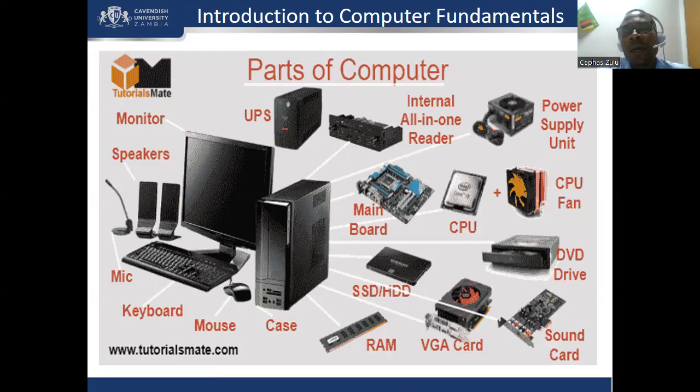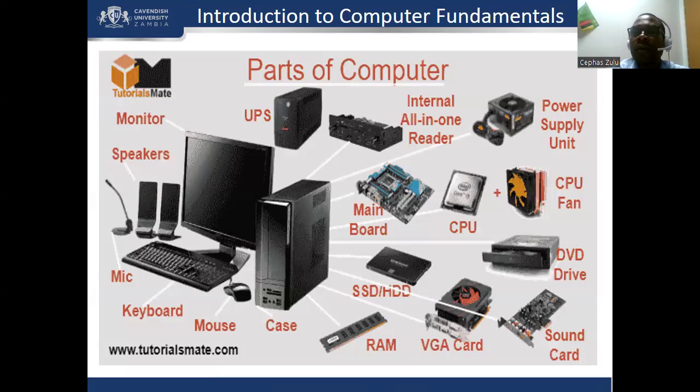What I want us to look at in this slide is to be able to understand what makes up the case. The case, as you can see in the picture, is sometimes called the system unit. So the system unit is the main processing part of the computer. Then we have the monitor, the mouse, the keyboard, the microphone and the speakers. So the microphone and the speakers are called peripheral devices of a computer system.